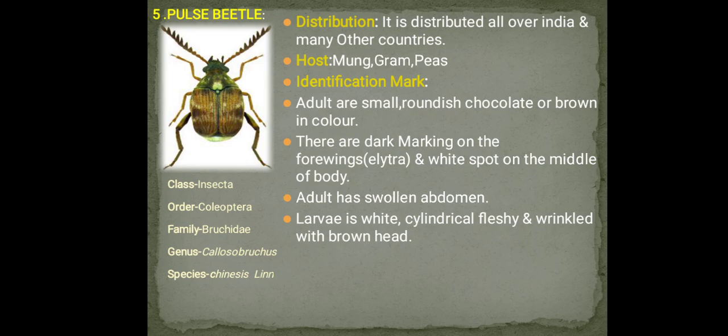Then the identification mark of this beetle: adults are small, roundish, chocolate or brown in color. There are dark markings on the forewing, which is also known as the elytra, and a white spot on the middle of the body. The adult has a swollen abdomen. The larva is white, cylindrical, fascia and wrinkled, with a brown head.